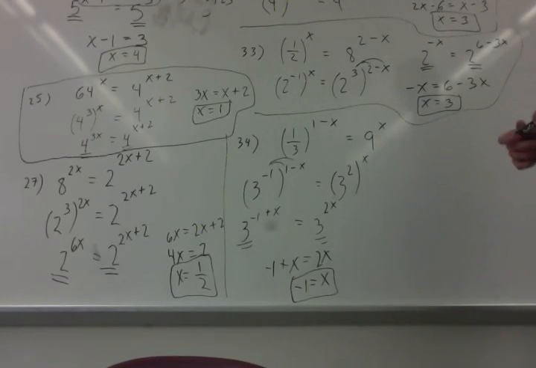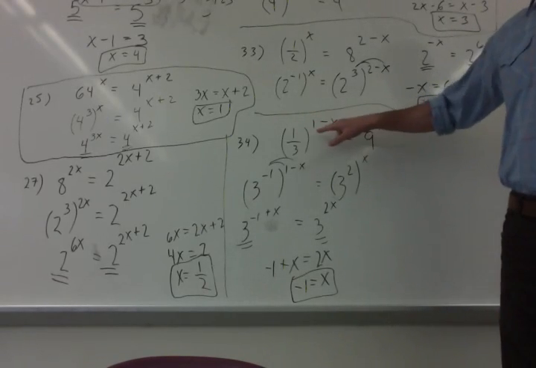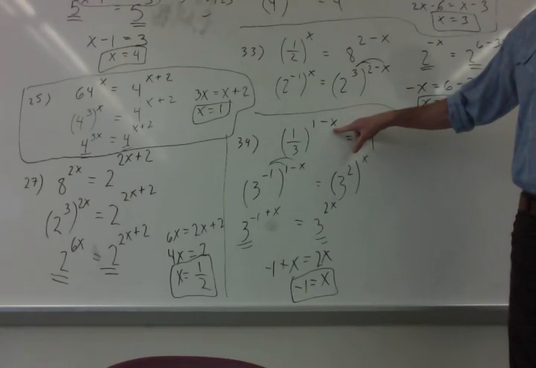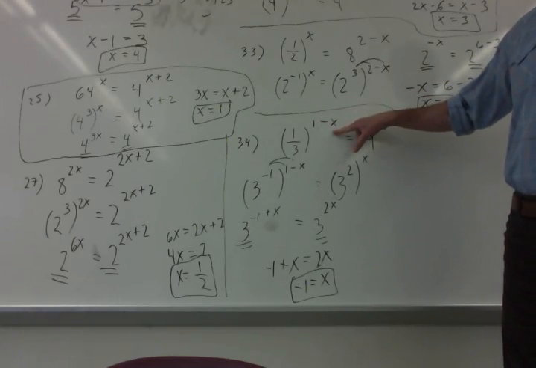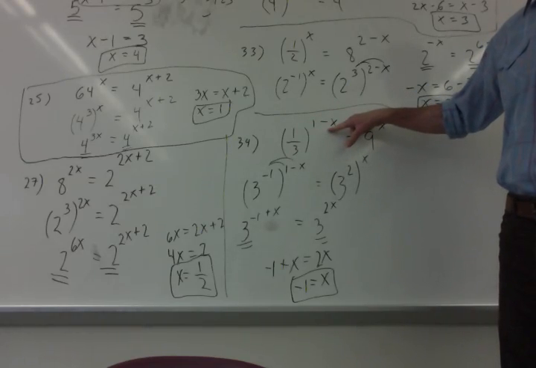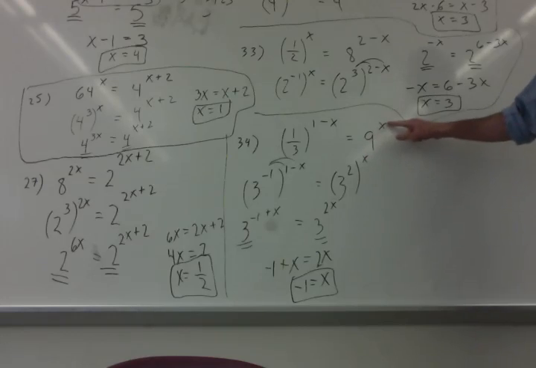Right, and we can check that work if we want. 1/3, 1 minus negative 1. 1 minus negative 1 is 2, right? So 1/3 to the second is 1/9. And here, 9 to the negative 1 is also 1/9. So it checks out. All right?